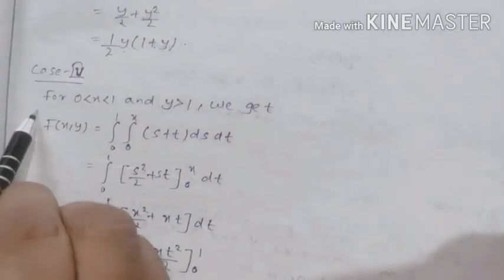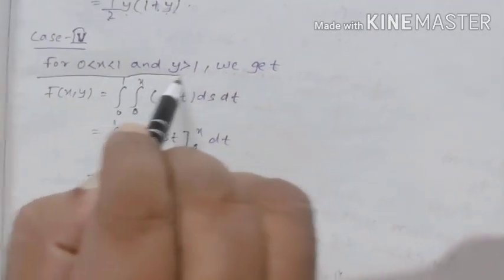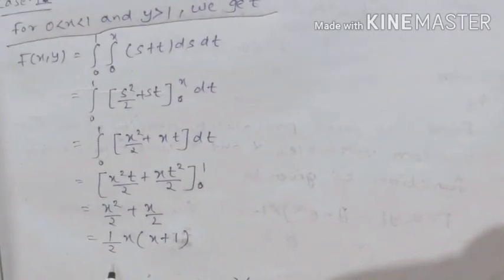And in a similar way, case 3: for x greater than 1 and y lies between 0 and 1, we have to find the capital F of x, y, which is half y into y plus 1. And also, for x lies between 0 and 1 and y greater than 1, can you find the capital F of x, y? It is half x into x plus 1. And for x and y both greater than 1, F of x, y is exactly 1.